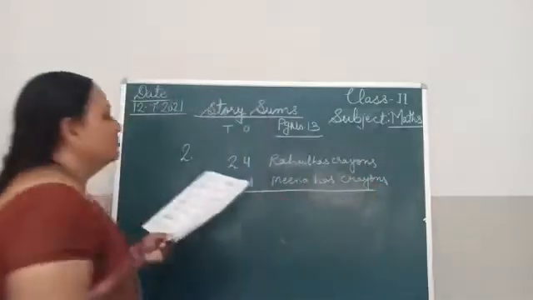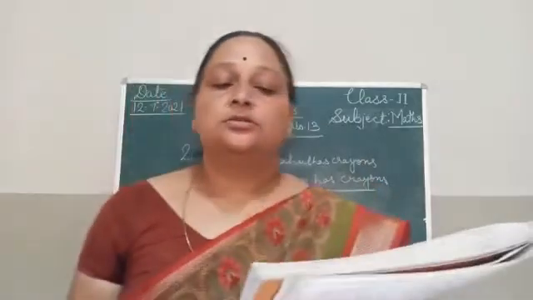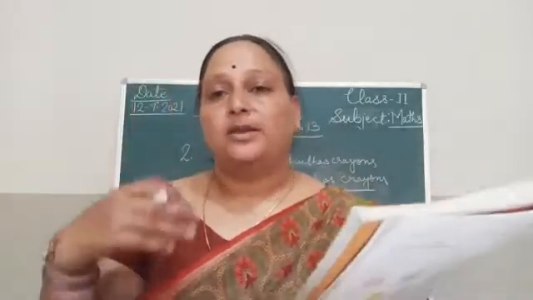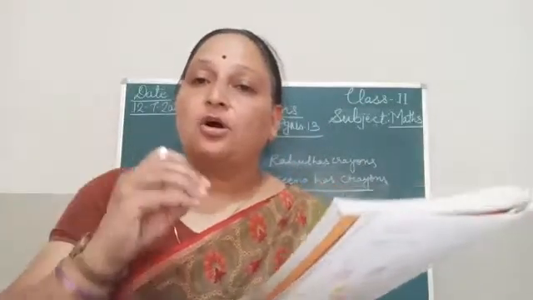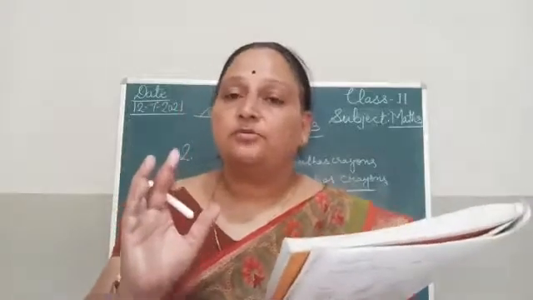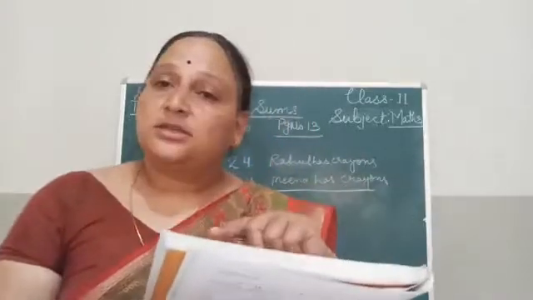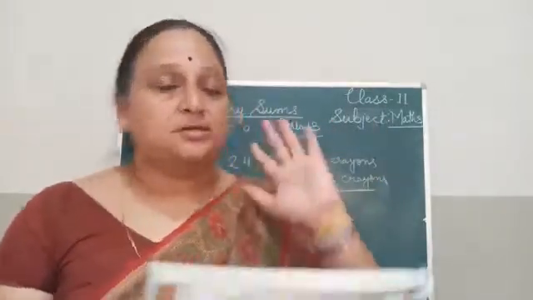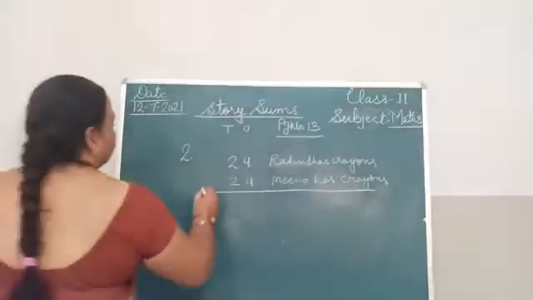Now how many crayons do they have in all? I told you before as well, whenever the word altogether comes, we add the numbers. So what we will do? We will add Rohan's crayons as well as Meena's crayons. So we will put the sign plus.